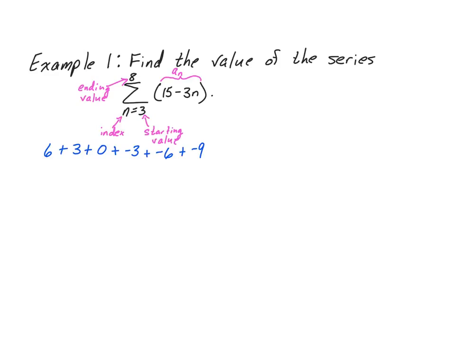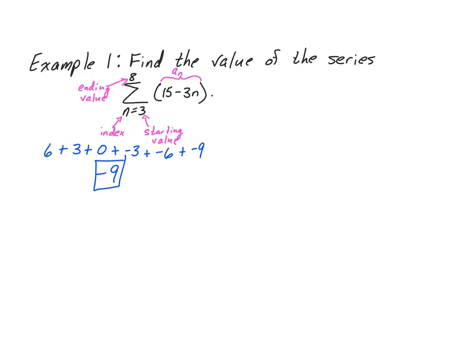Well, this is fairly easy to add together because you have a 6 here and a negative 6 here. Those will cancel out. You have a 3 and a negative 3. Those will cancel out. You got a 0, and then you have a negative 9. So this sum is actually just negative 9. That is the sum of this particular series.